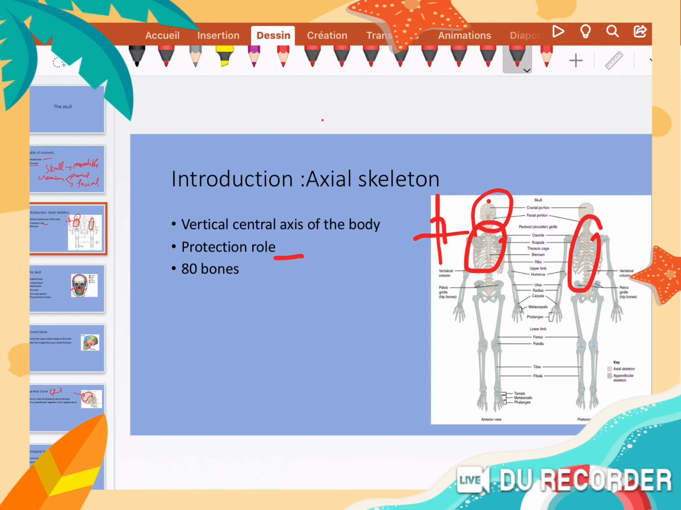It protects our brain, eyes, ears, and also it protects our heart and lungs. And it's composed of 80 bones. Okay, the axial skeleton is composed of 80 bones.